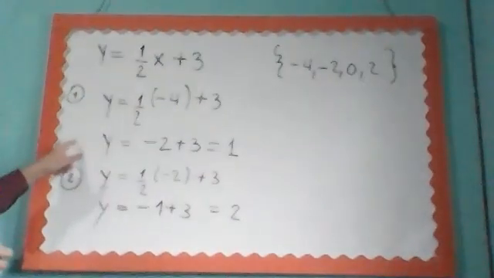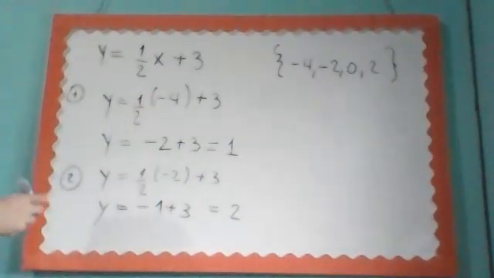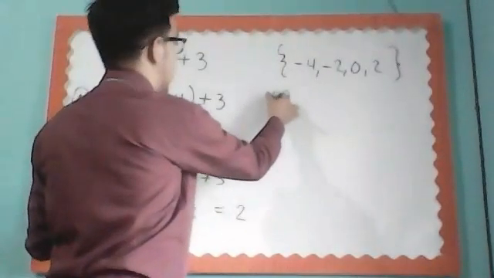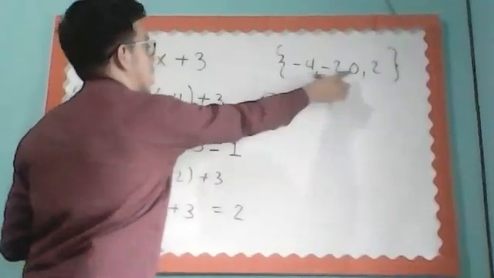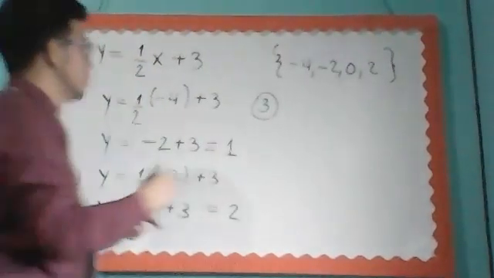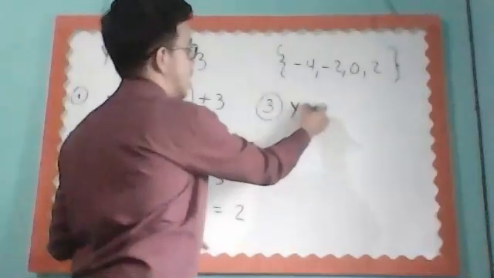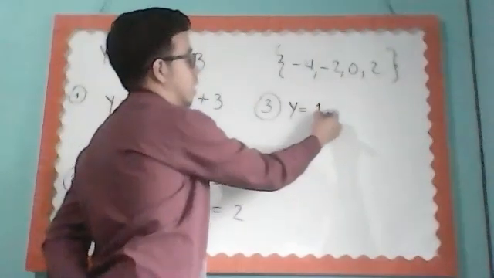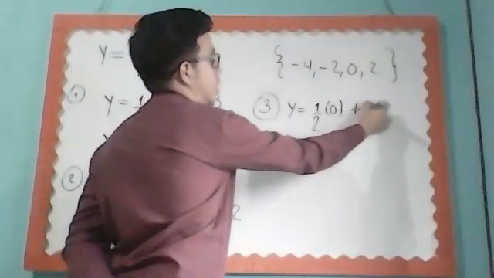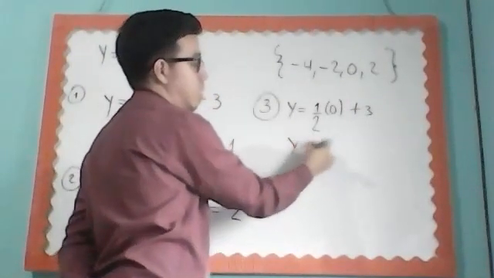For the other one, 3. Now x is going to be 0. y is equal to 1/2 of x, x is 0 plus 3. So y is going to be 3.